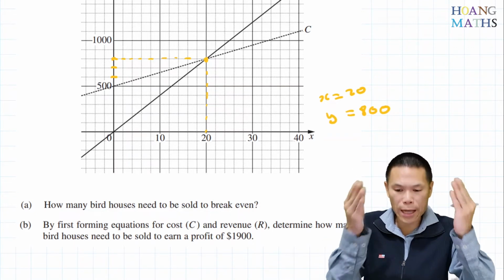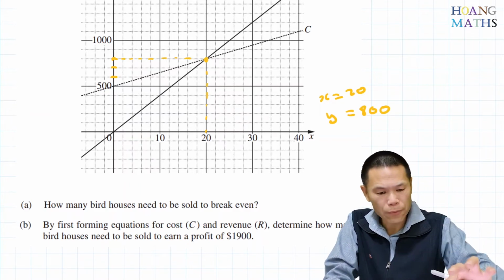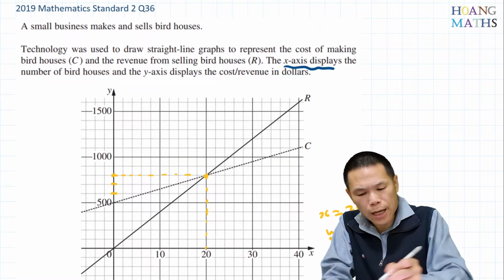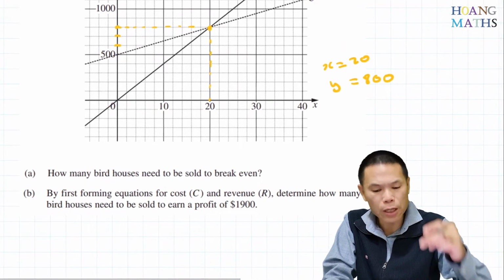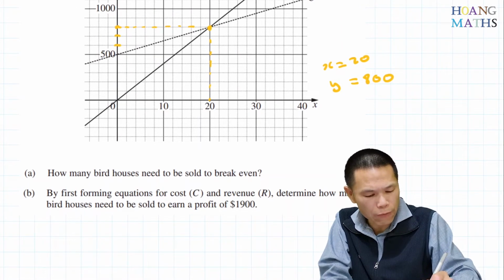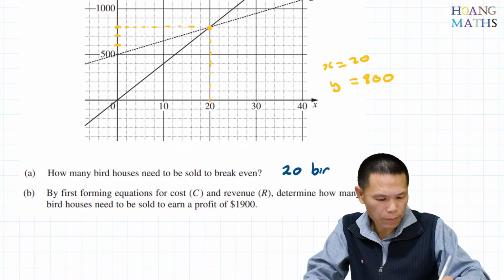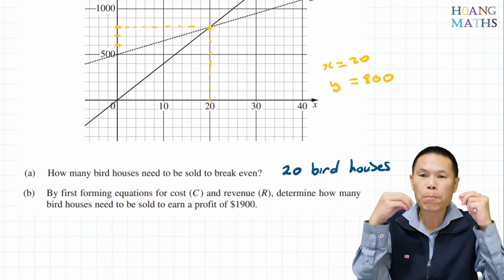So therefore, to answer the question, it says here, how many birdhouses? And remember, x is the number of birdhouses. So remember that. How many birdhouses need to be sold to break even? So therefore, it has to be 20 birdhouses. There you go.